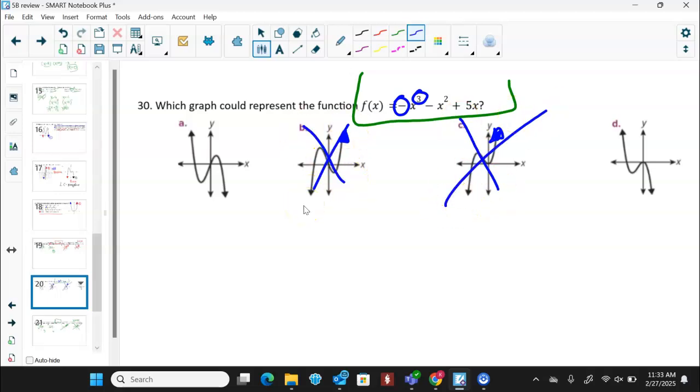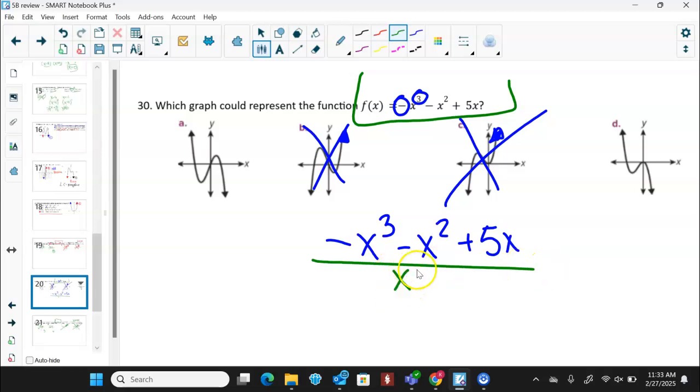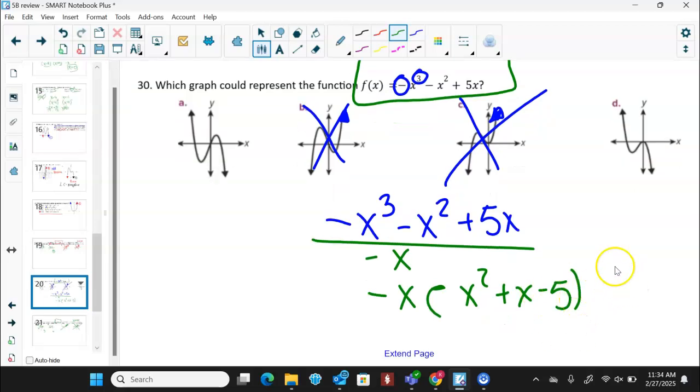Now, how do I know if it's A or D? It doesn't tell me how many zeros it has. So what I could do is, again, graph it for your reference. But what I can do is try to see and solve it. So I will divide it by x, negative x actually. I will get negative x in the front. And then what's left would be x squared plus x minus 5. So I will just take a greatest common factor out.